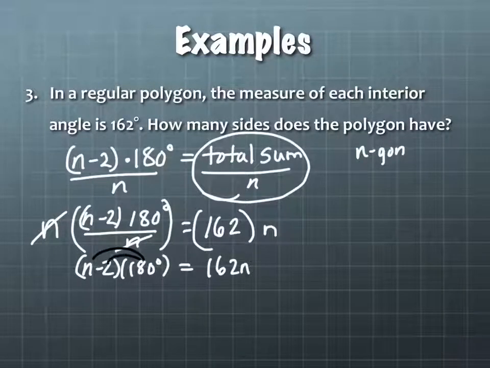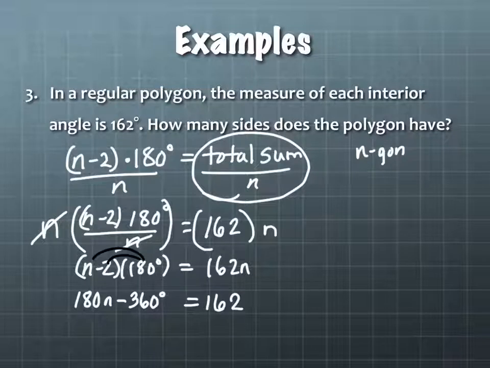I can distribute. 180 times n is 180n, minus, what's 180 times 2? 360. And then I've got 162n over here, right? Cool, now what?